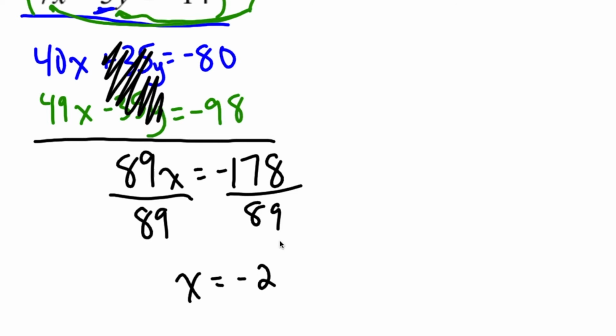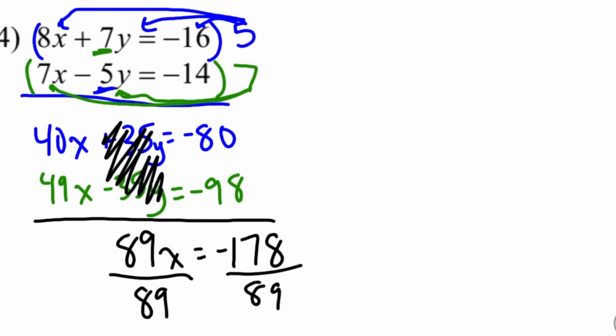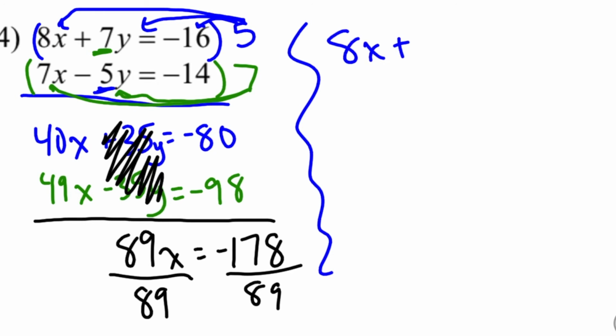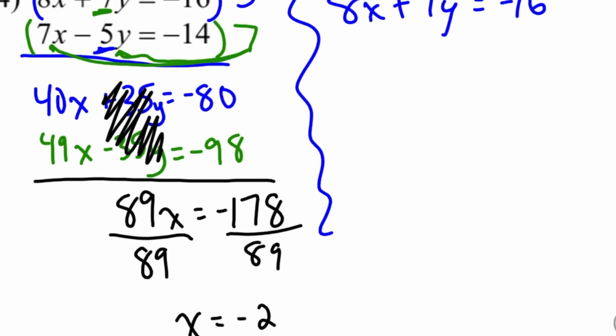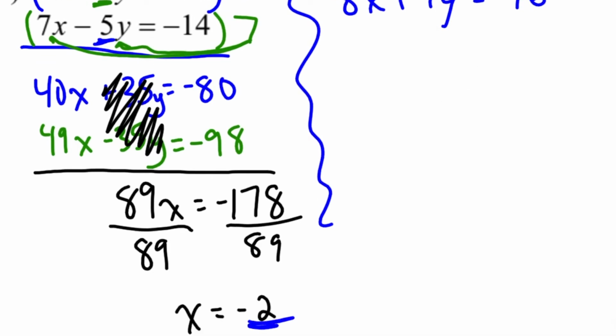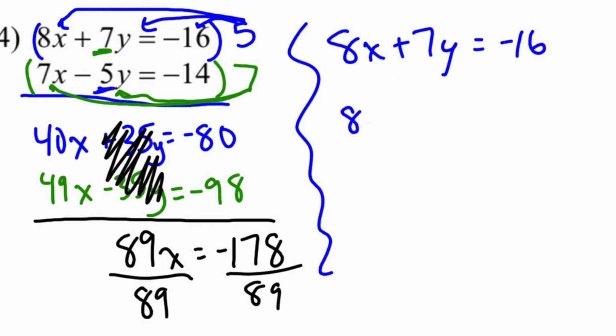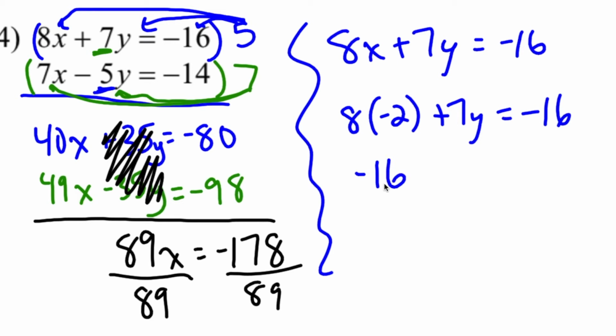Come back up to one of your original equations. I'll take the top one. 8x plus 7y equals negative 16. And we will plug in this negative 2 for x. So 8 times negative 2 plus 7y equals negative 16. 8 times negative 2 is negative 16, plus 7y equals negative 16.